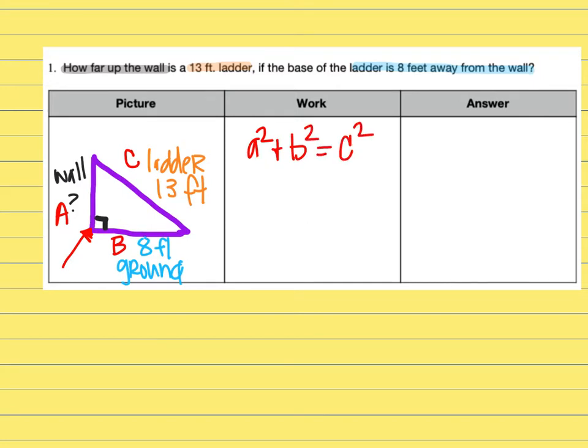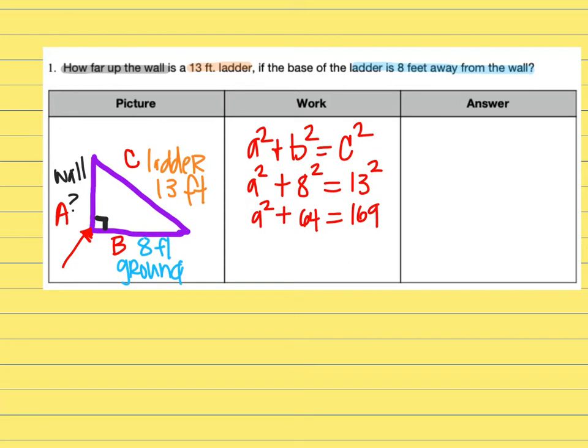And that is an A, not a 9. Then I'm saying that the wall is A, so I don't know that measurement, so I'm going to leave it alone. B I know is 8 feet, so 8 squared. C was the ladder, and it was 13, so I have 13 squared. I'm going to continue to keep A by itself because I don't know it, but 8 squared, you can type it in your calculator, or else 8 times 8 is 64. You can either type in 13 squared or 13 times 13, that's 169.